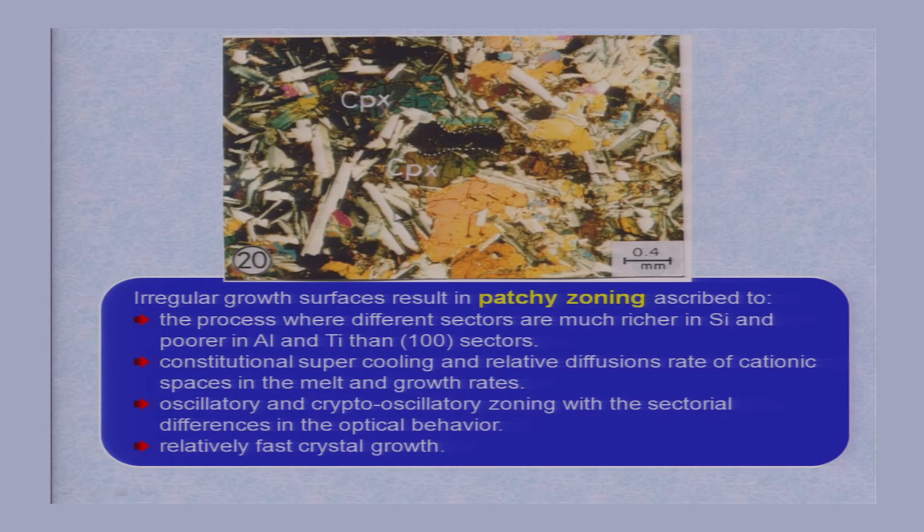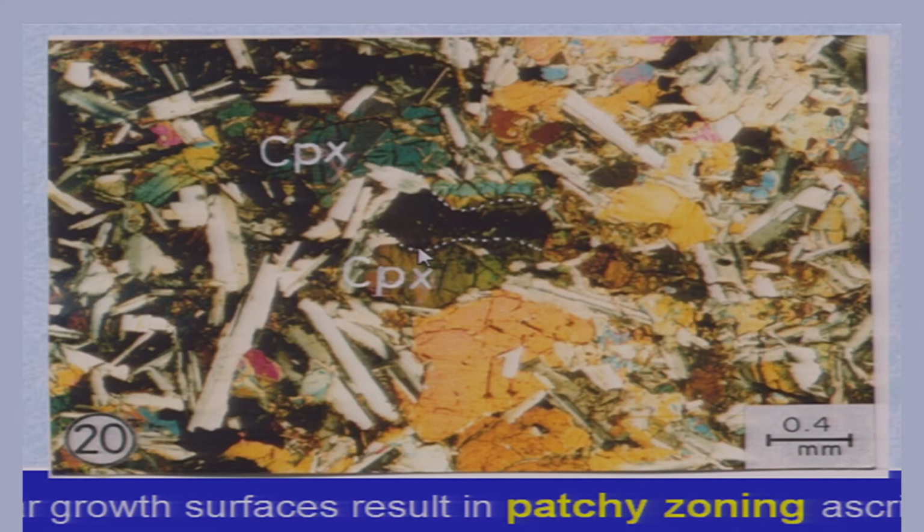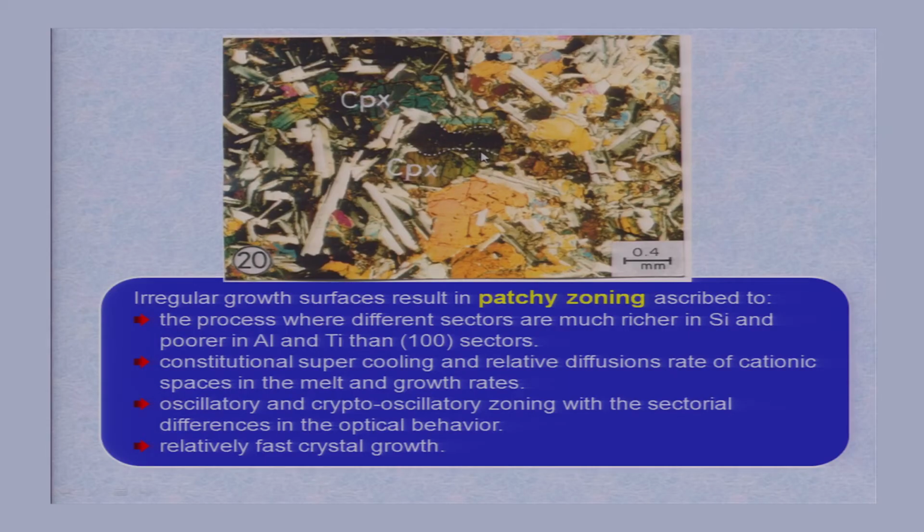Second one is irregular growth surface resulting in patchy zoning. This is a patchy zoning. See my cursor carefully: this white dotted line covering the black portion is showing the patchy zoning. When you rotate the stage, this becomes gray and this becomes black. It is ascribed to a process where different sectors are much richer in Si, silicon, and poorer in aluminum and titanium than the other sectors.